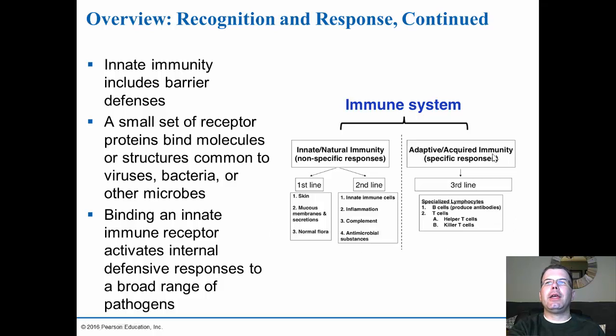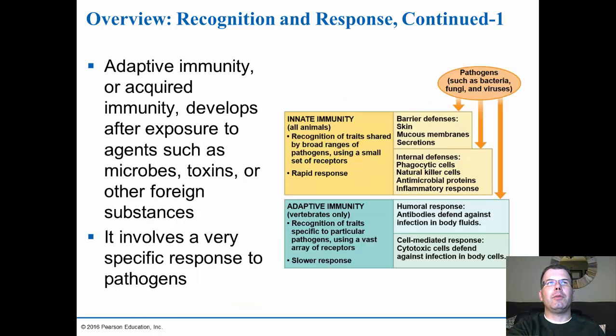Okay, and then the acquired and adaptive. This is going to be the other video that I show you. Again, the specialized lymphocytes, the B cells, which produce antibodies. I'll talk all about that. And then the two types of T cells: the helper T cells, which help activate the system, and the killer T cells, which basically do the cell killing. We'll talk about this next lecture, but for right now, we're just going to focus on the first and second line of innate immunity.